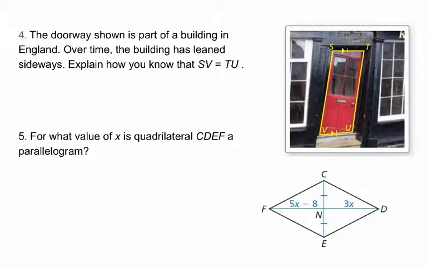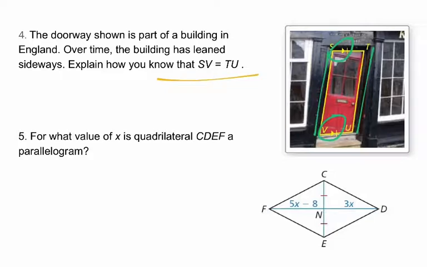It says the door shown is part of a building in England. And you can see that the building has leaned over time. It's gotten a little bit tippy. Now, explain how we know SV is congruent to TU. Those are the two sides of the door, the left and the right side. But if we take a look at the top and the bottom of the door, we can see that they are parallel and congruent. Well, because they're parallel and congruent, therefore, this whole shape must be a parallelogram. Well, guess what? What do we know about parallelograms? The opposite sides are congruent. So that would make SV congruent to TU.